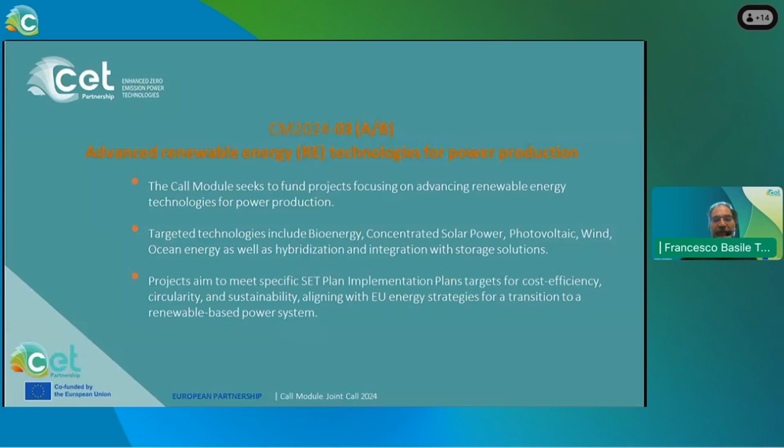Projects aim to meet specific SET Plan implementation targets for cost efficiency, circularity, and sustainability, and of course are in line with the goals of the EU energy strategies and renewable-based power system goals. Next slide.